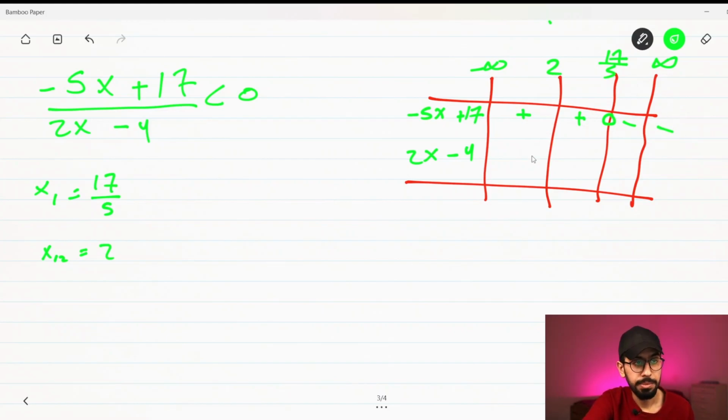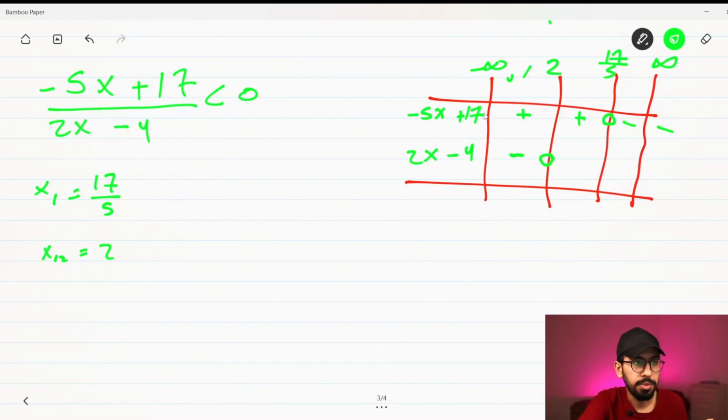Now we need to do the same steps with the second equation. 2x minus 4. Of course, for 2 here it will be 0, because 2 multiplied by 2 minus 4 is 0. But what if we put, let's say, 1 or 0 or minus 1 here? Let's say we have put 1. 2x multiplied by 1 is 2. 2 minus 4 is minus 2.